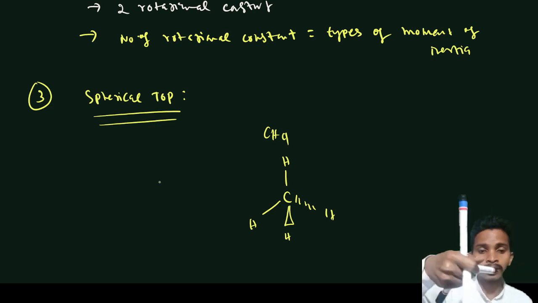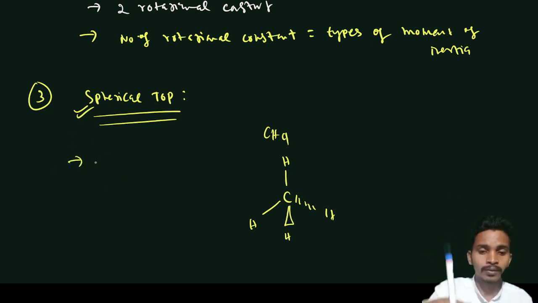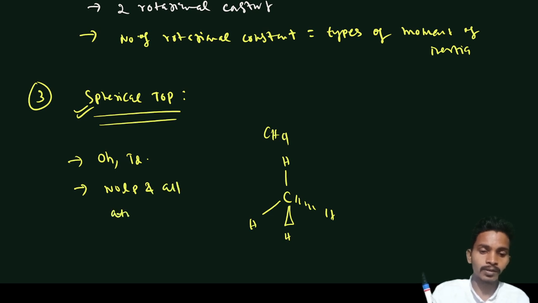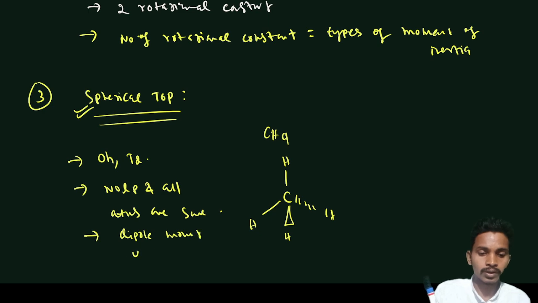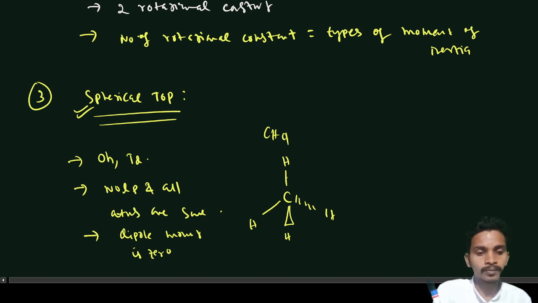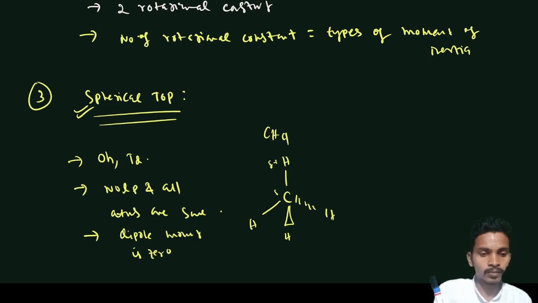Then that type of molecules fall under spherical top molecules. They have Oh point groups and Td point groups; those point groups fall in spherical top molecules. Okay, so where there is no lone pair and all atoms are the same. So here the dipole moment is zero, because for this type of molecules, since all atoms are the same, the dipole moments will cancel with each other. So the dipole moment is zero.